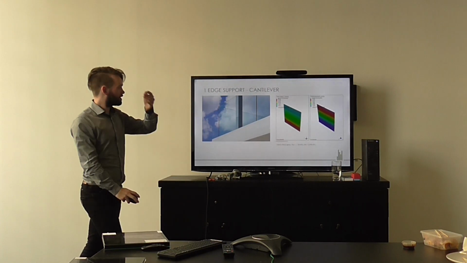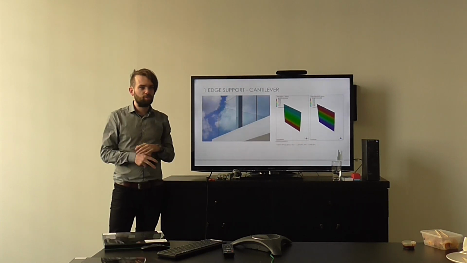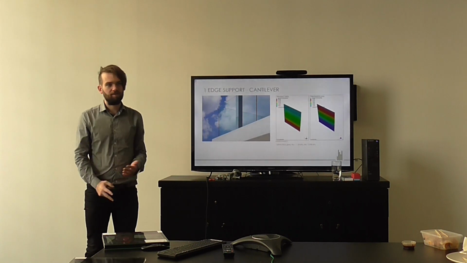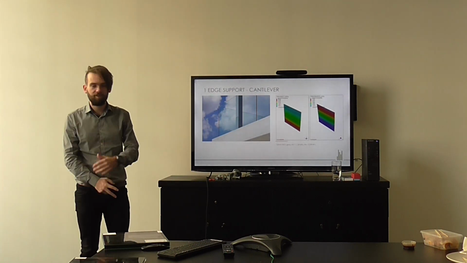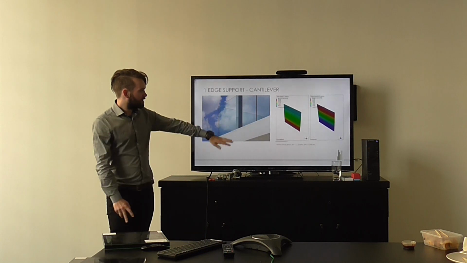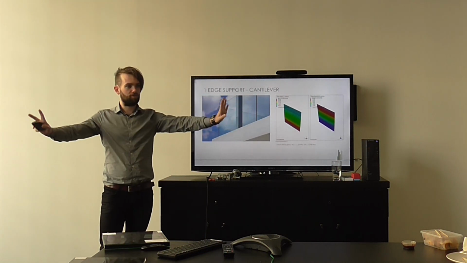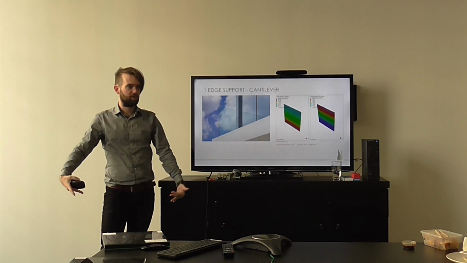And then the last one we'll go through is what you might call one-edge support, which is cantilever glass. So you typically see this in balustrade panels sticking out of a channel or something. And again, as we've heard about before, you can see your deflection, as you expect, is uniformly peak along the top and gradually decreases.